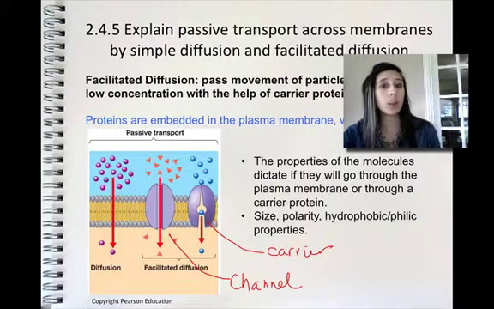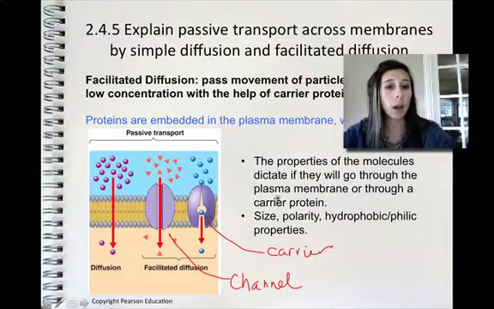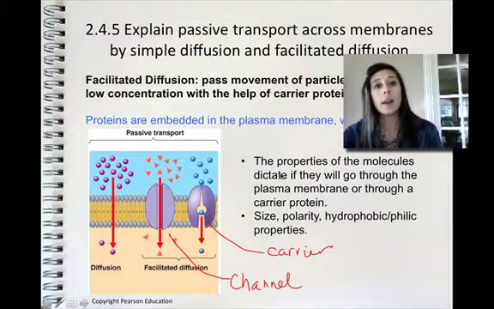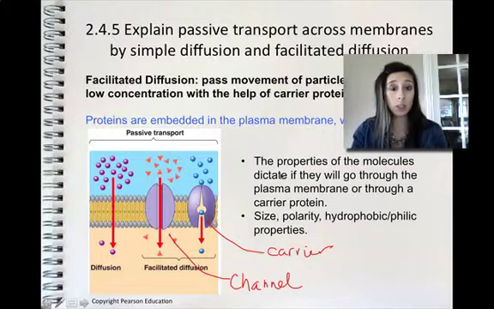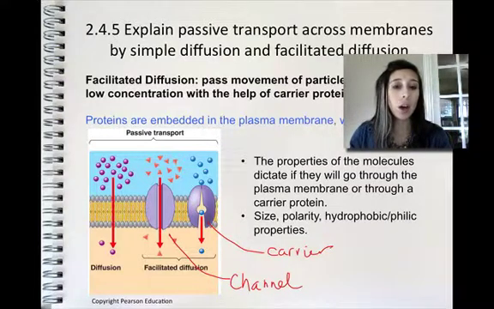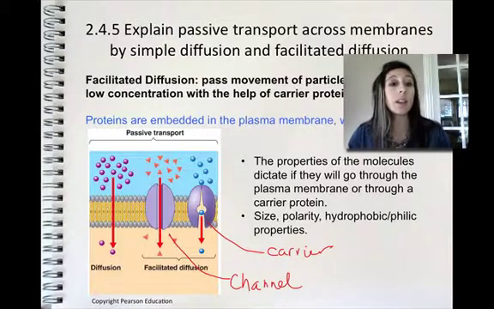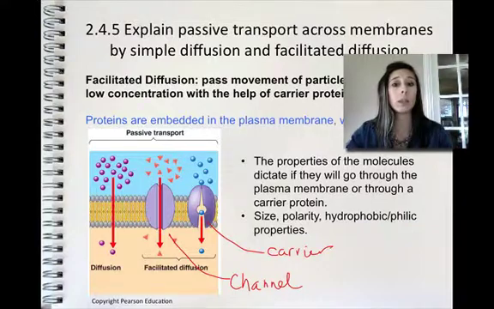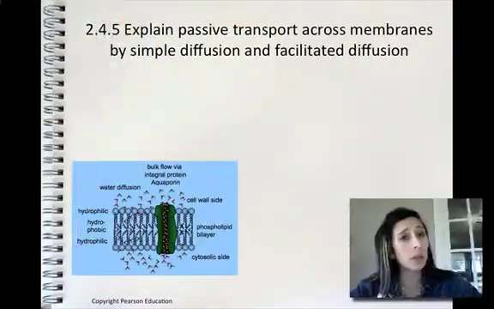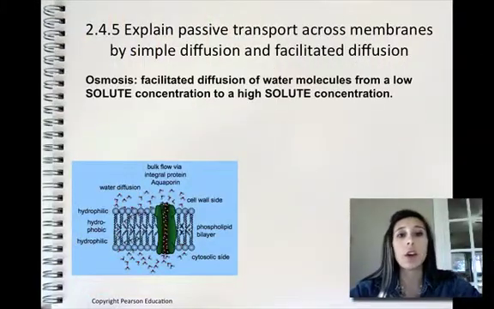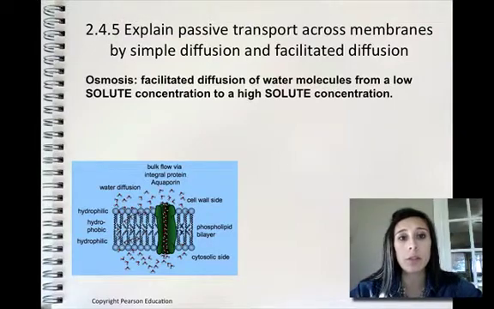The difference between these two is that our channel protein is really just a tube, like a tunnel that allows things to go through. Our carrier protein is one that is actually going to change conformational shape and carry that molecule across the membrane. Osmosis is a very specific type of diffusion, and it's facilitated diffusion.